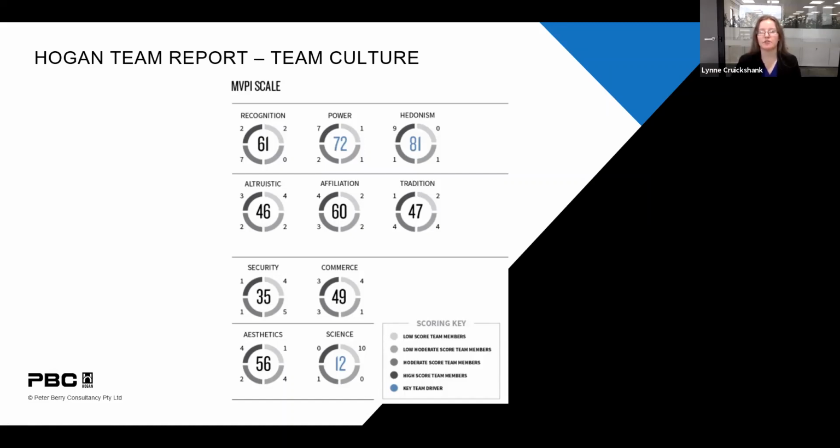And if more than 2/3 of the team score either very high or very low, that's when it's seen as a shared value for that team, or a shared anchor that can be used as well.